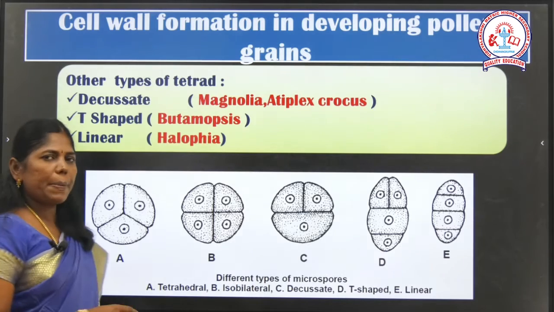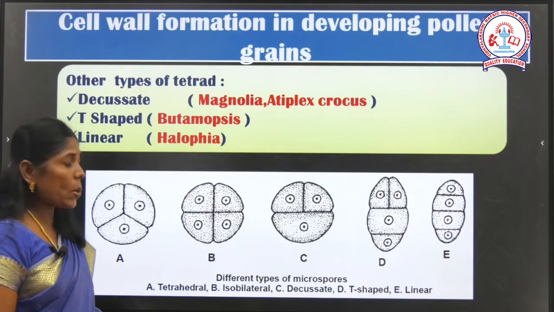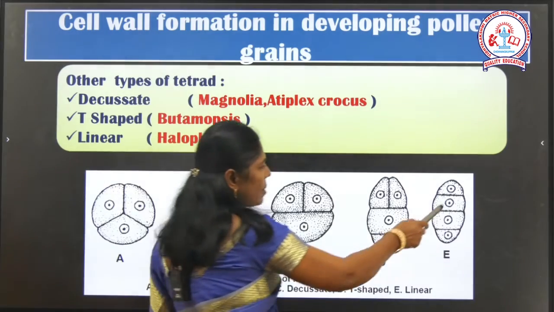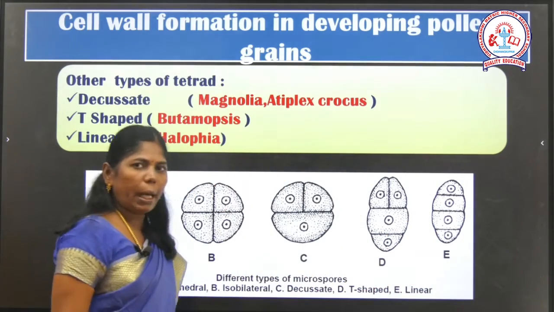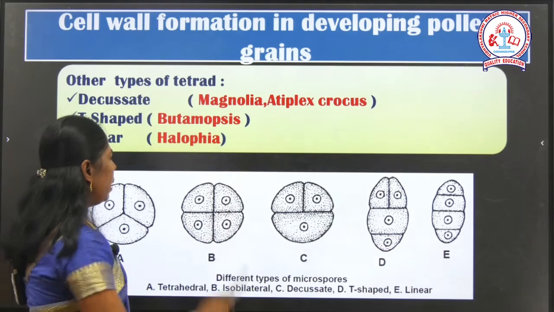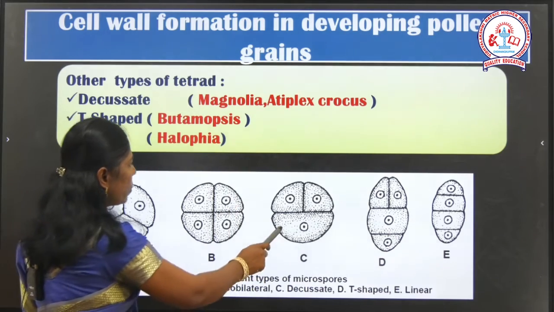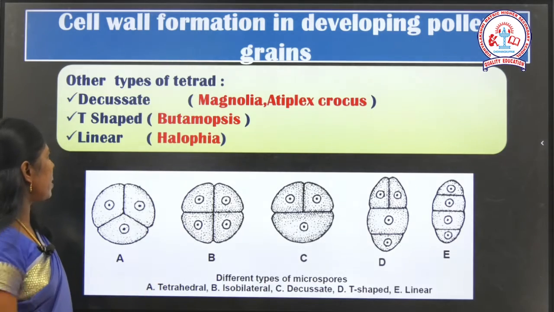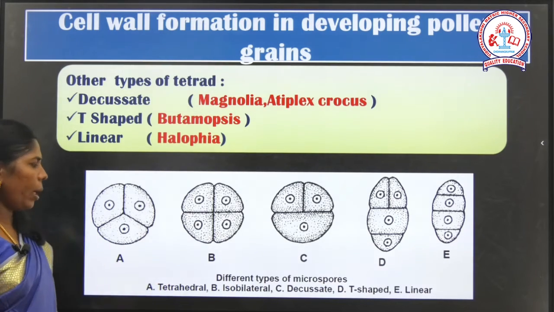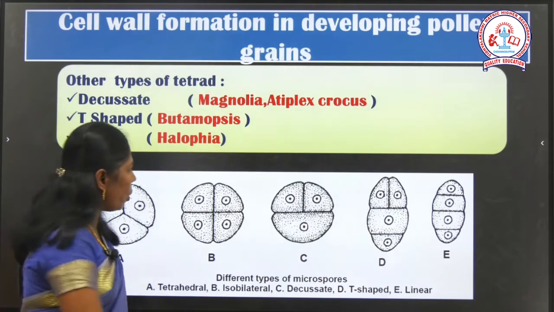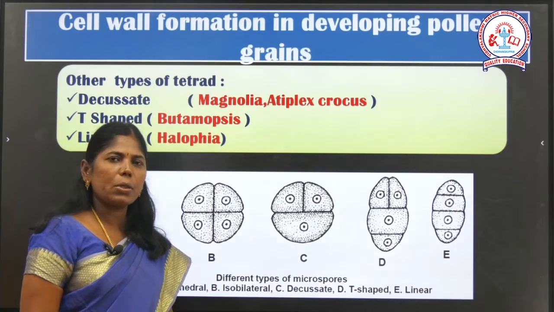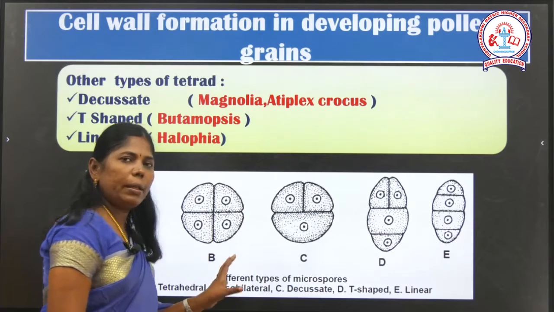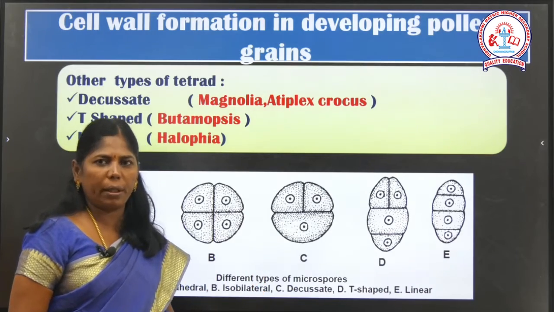There are other types besides this. This is a decussate, a T-shaped structure. This is a linear type, where all the haploid microspores are arranged in a line. This is decussate, this is T-shaped, that is linear, which we already studied. The first one is known as the tetrahedral, and the second one is the isobilateral type. So these are the types of tetrad. This is the way the cell wall is formed in the pollen grains.